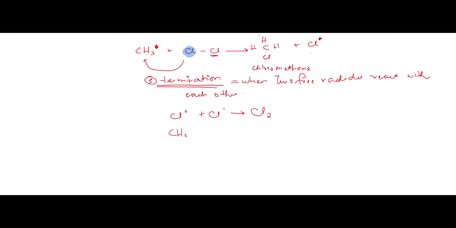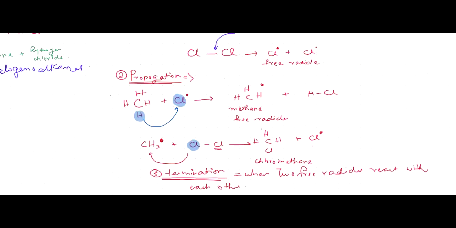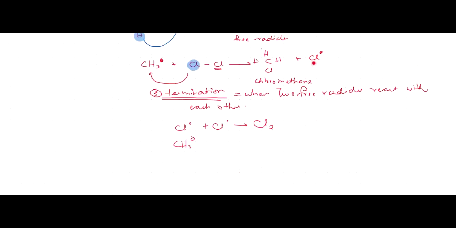What if the methane free radical reacts with a chlorine? Because remember, we were getting a chlorine free radical over here. What if this methane free radical reacted with this chlorine free radical? What would happen? Again, termination. Whenever two free radicals react, the reaction stops.